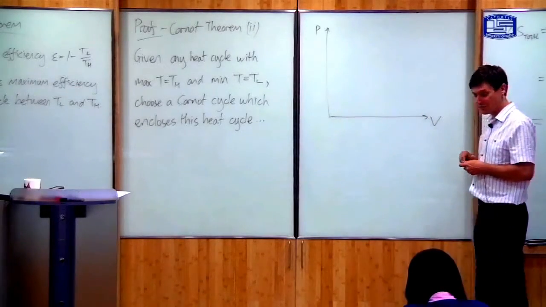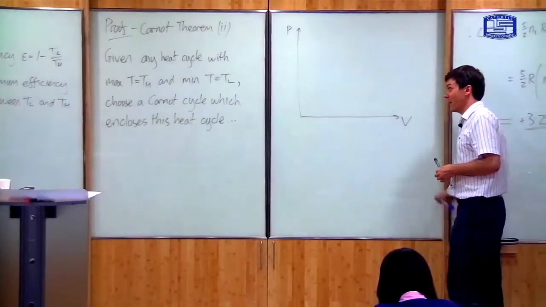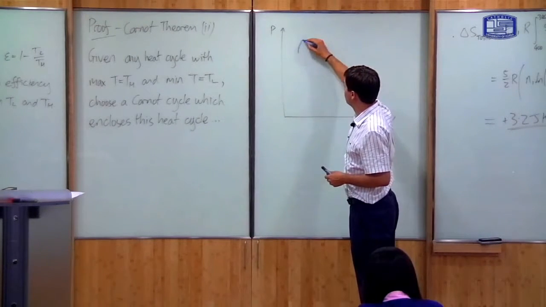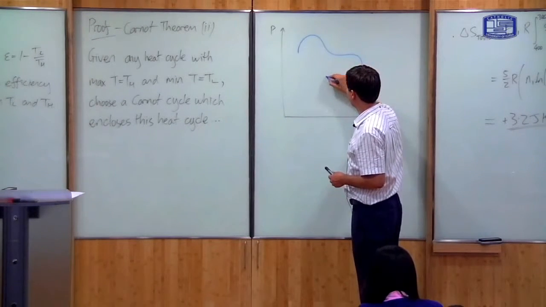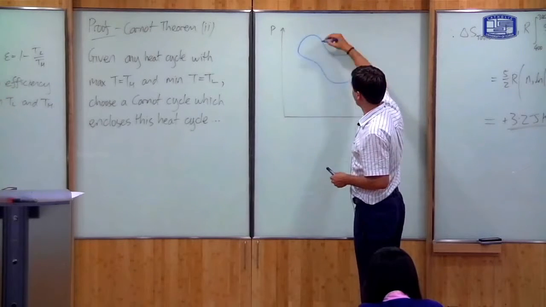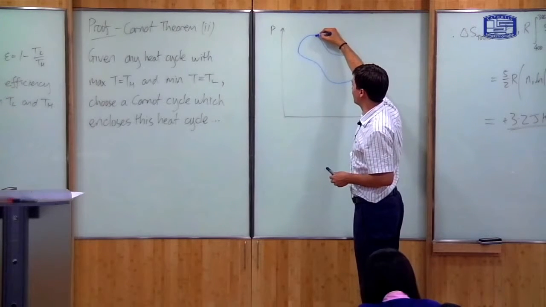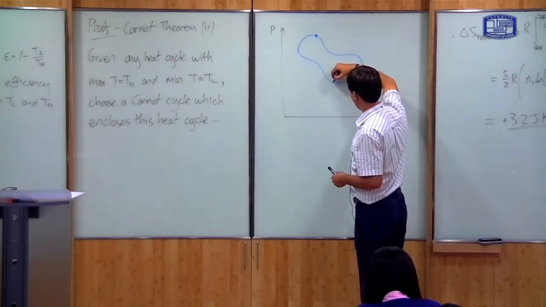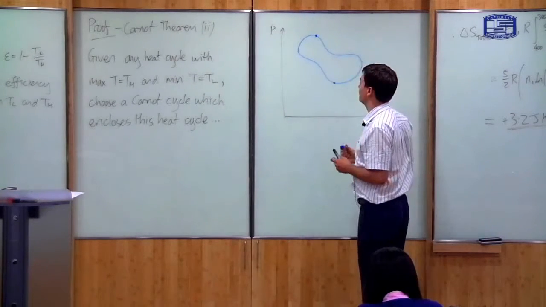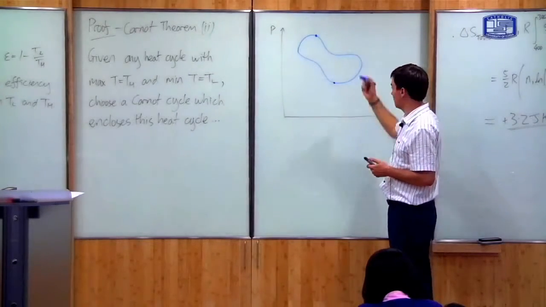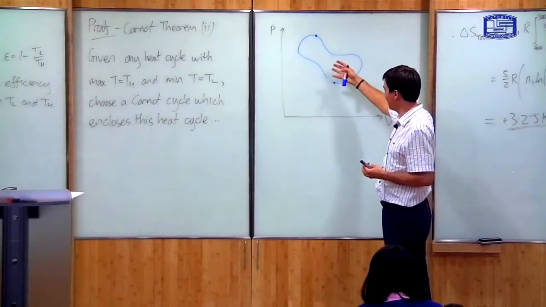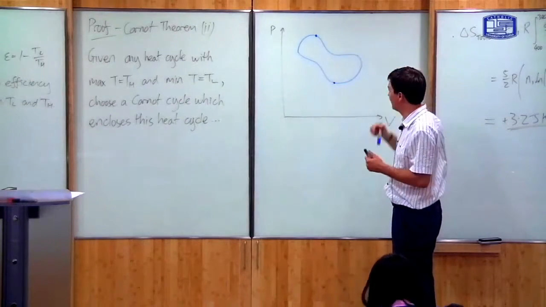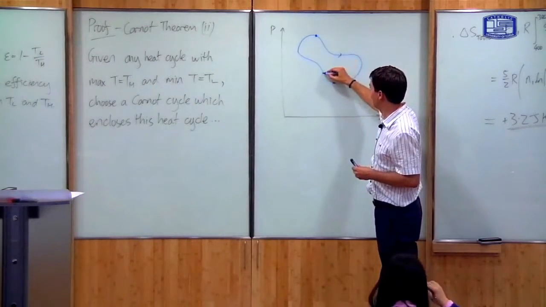Okay, so we can draw on a pressure volume diagram. You give me any cycle you like. It can have lots of bumps in it, it doesn't matter. The only thing that matters is it has a maximum temperature somewhere here of TH, and it has a minimum temperature somewhere down here of TL. This is a representation of any given heat cycle. So it must have some cycle like this.